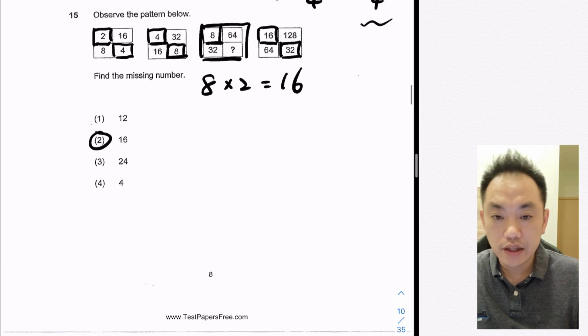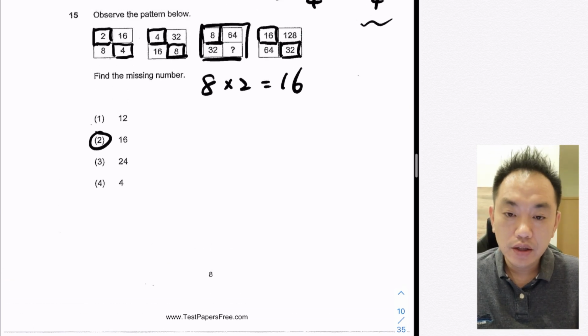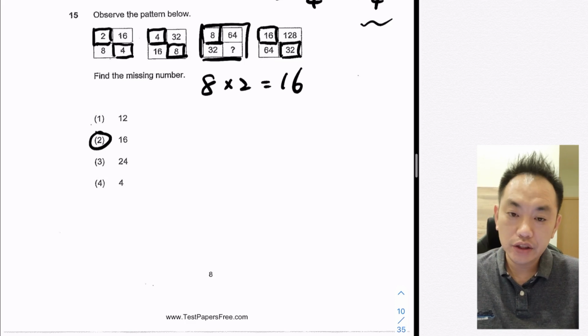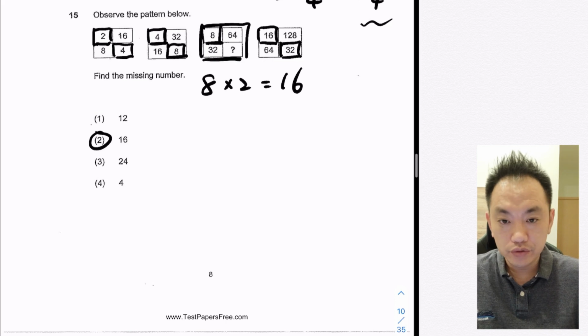Okay, so that's actually the end of the paper. I think there aren't really any tricky questions, and if you read the question very carefully, and if you do the question slowly, I think it's actually not very difficult to get full marks.